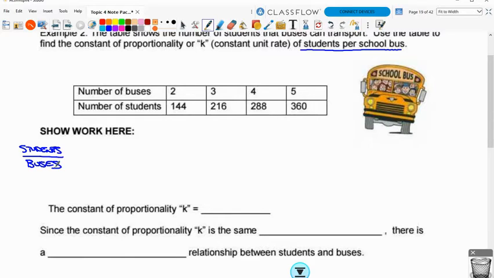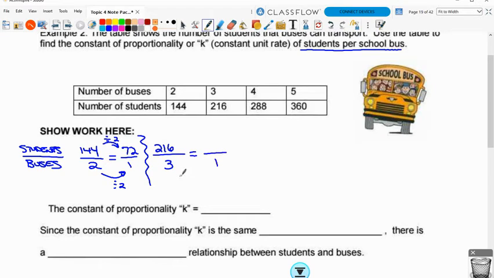And looking at our first set of data, we can see that there are 144 students, and that would be 2 buses of students. We again need to get a unit rate, so we're going to have to divide our numbers by 2 in this example. 144 divided by 2, well, that's 72. So we get 72 over 1 as our unit rate. The second set of data, 216 students were on 3 buses. Let's get our unit rate by dividing all of our numbers here by 3, the value of the denominator. 216 divided by 3 is 72 over 1.